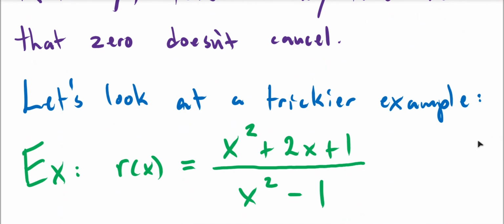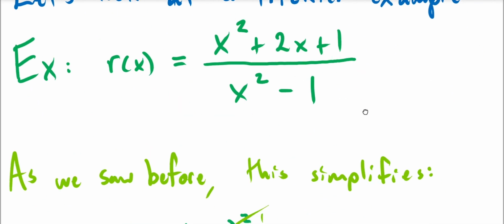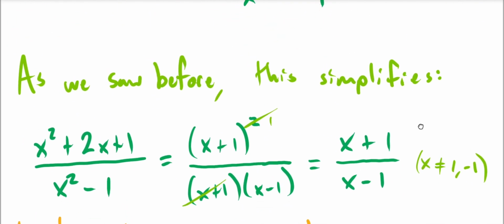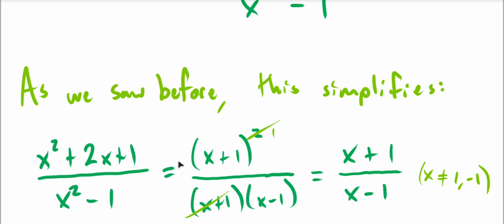Let's look at a trickier example, a little bit fancier of a polynomial. What about x squared plus 2x plus 1 over x squared minus 1? To see what's going on here, we should factor. So if I factor both the top and bottom, I get (x plus 1) squared on top and (x plus 1) times (x minus 1) on the bottom. Now, one of those x plus 1s could cancel. One of the ones on the top could cancel with this one on the bottom and leave me just a single x plus 1 on the top and an x minus 1 remaining on the bottom.